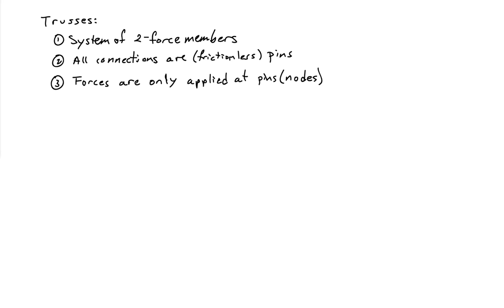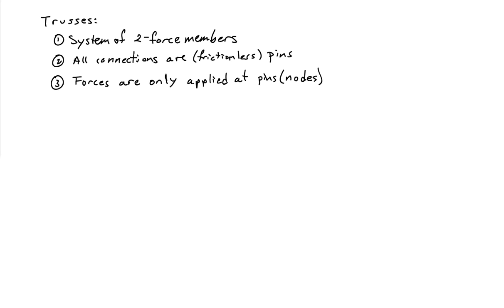Trusses are a particular example of systems of rigid bodies, and they have a couple of requirements. Number one is that they consist of a system of two force members, so every rigid body in the system is a two force member, that all the connections between the rigid bodies are frictionless pins, and lastly, any applied forces to the truss are only applied at the pins, or sometimes known as nodes or joints.